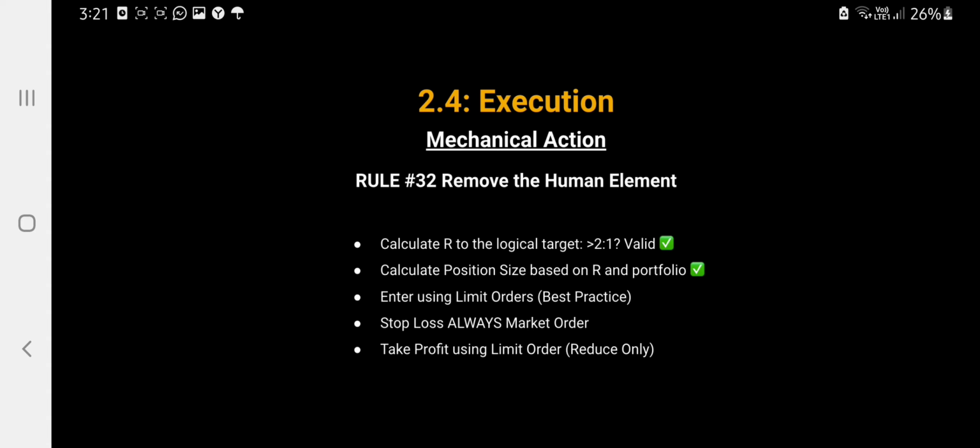If you tick reduce only, even if you put in a 2 BTC limit order and you've got a 1 BTC position size open, it will still only reduce it and close your trade. So always take profit using a limit order, reduce only. That's mechanical action done. Simple. Simple, but it messes up a lot of people. And this is where, well, what we're going to go on to next is what mostly messes up people, which is the discretionary side.